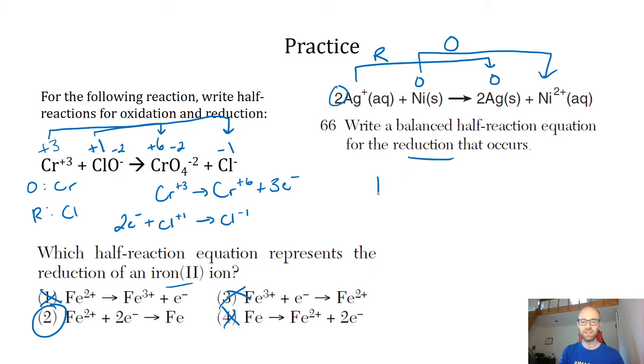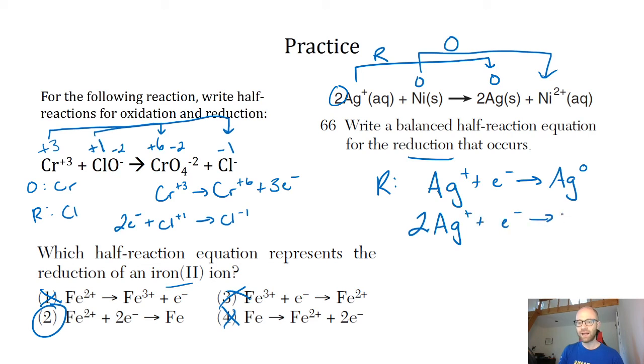So for the reduction, I would say that my answer, given how I've been showing you guys, would be that silver ion plus an electron becomes silver atom. You can put the 0, you don't have to. If you said instead you wanted to drag down the 2Ag+, you still have to have the charge balanced out and the mass balanced out, so that would need 2 electrons.